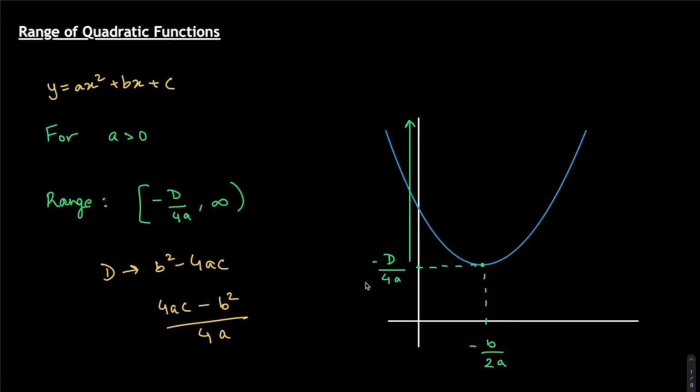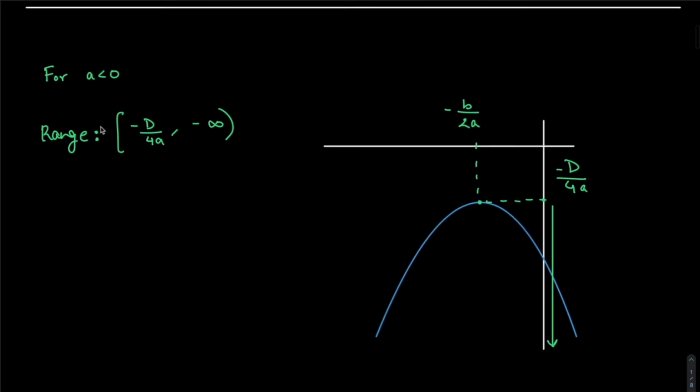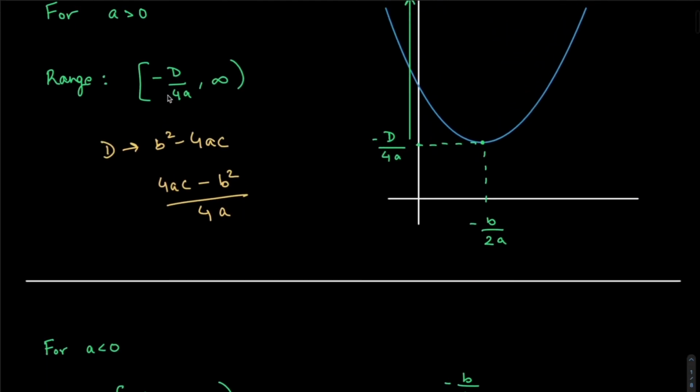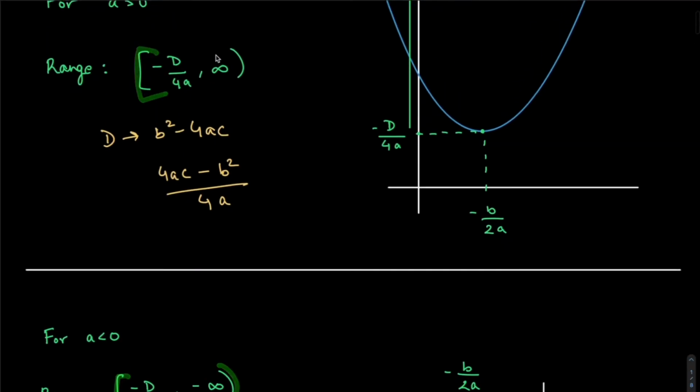We will look at a question where there is a constraint, where the question will restrict the domain for us, and in that case, we'll have to find the range. Okay, so that's for later. But yeah, so this is for a greater than 0. Now let's look at when a is less than 0. Same thing remains, right? Now what we have is from minus d by 4a, we're going to have it going to minus infinity. All right. Notice how I've put a square bracket here, and then a parenthesis here, right?